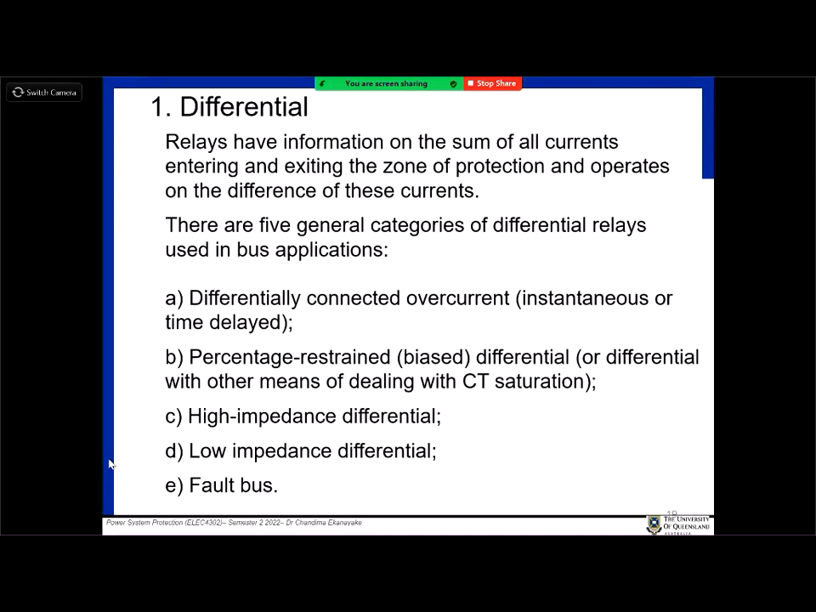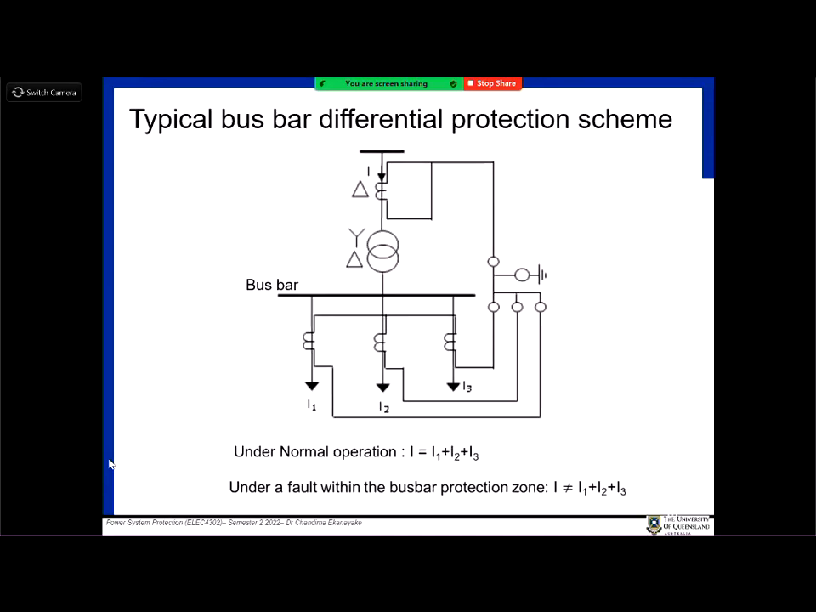Then there are three different things called high impedance, low impedance, and flow pass. Those are the last part of this, which is quite important. High impedance, low impedance ones. Especially the high impedance one, we use the CT saturation there. We will look at those things in detail.